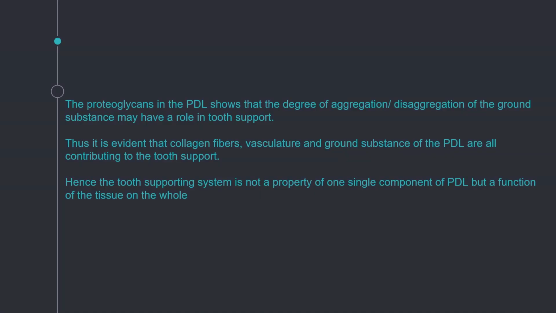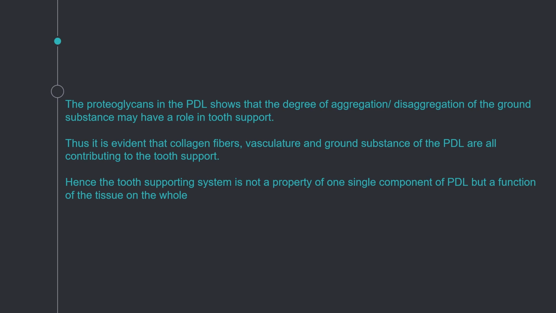It is also, as I told you, that there are proteoglycans. These are part of the ground substance, or the extracellular matrix, that is present in the periodontal ligament. So there is some amount of action happening between them. They aggregate, the molecules come together, and they dissociate, disaggregation, they separate. All these also give some amount of cushioning or some kind of support to the tooth structures.